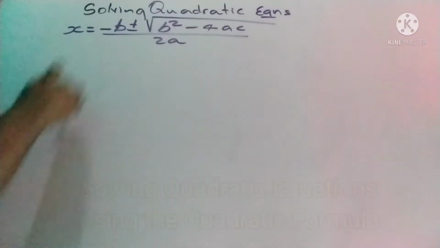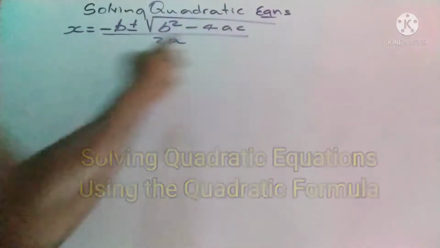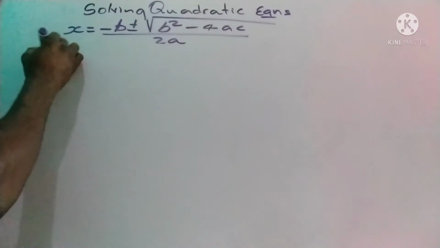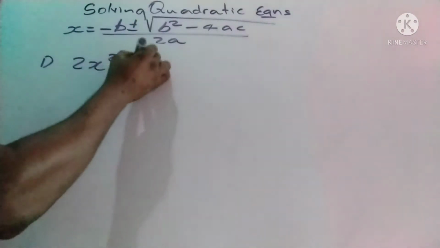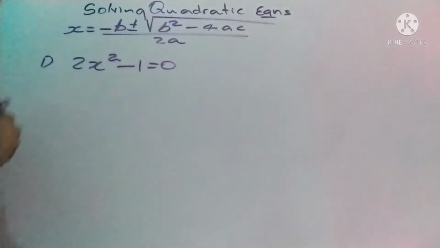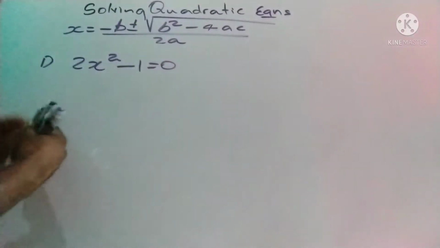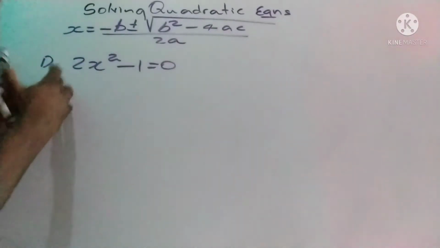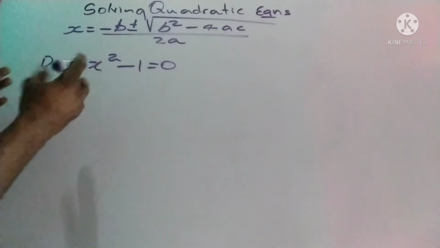Alright, so we're solving quadratic equations by using the quadratic formula as you see here. The first example, number one, let's say we're using 2x squared minus 1. The beauty about the quadratic formula is that it can be used to solve every single quadratic. So it's like the universal way of getting solutions for your quadratics. Let's list our a, b's, and c's.